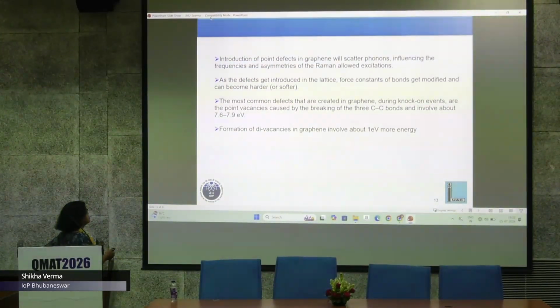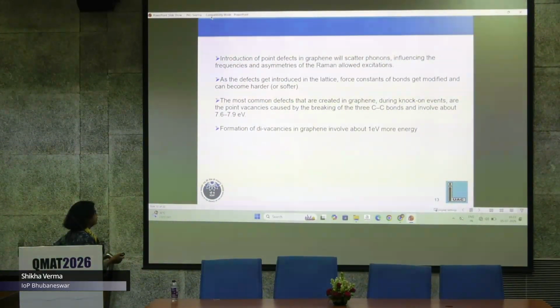So it is basically the introduction of point defects in graphene, which scatter phonons, influencing the frequencies and asymmetries of the Raman allowed excitations. And as the defects get introduced into the lattice, force constants of bonds get modified and can become harder or softer. I will show the Raman in the next slide. The most common defects that are created in graphene during knockout events are the point vacancies caused by the breaking of C-C bonds, and involve about 7.6 to 7.9 eV. And formation of a divacancy in graphene involves about 1 eV more energy.